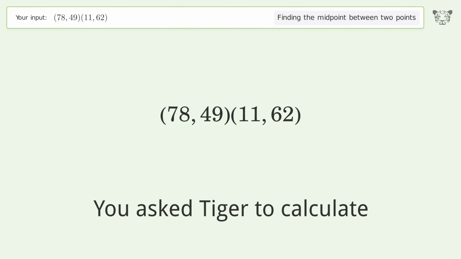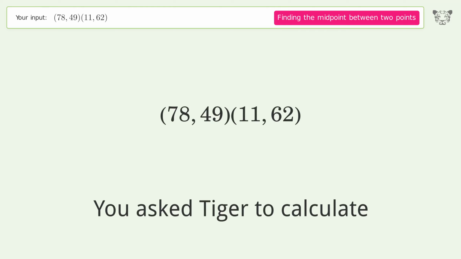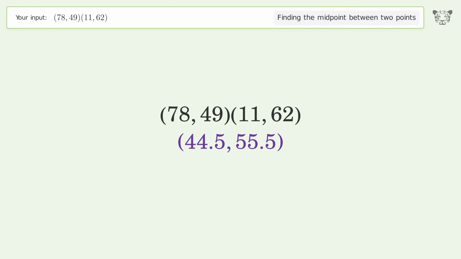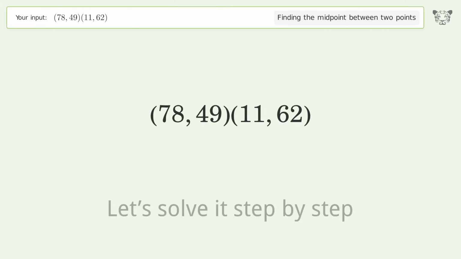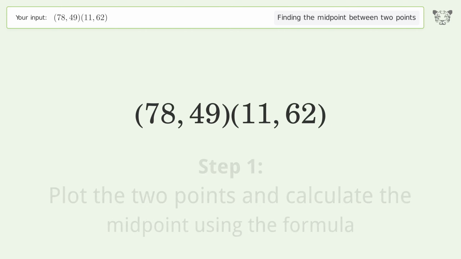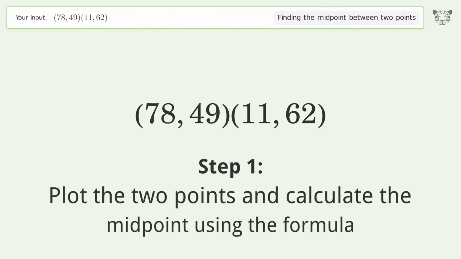You ask Tiger to calculate. This deals with finding the midpoint between 2 points. The midpoint between the 2 points is 44.5, 55.5. Let's solve it step by step. Plot the 2 points and calculate the midpoint using the formula.